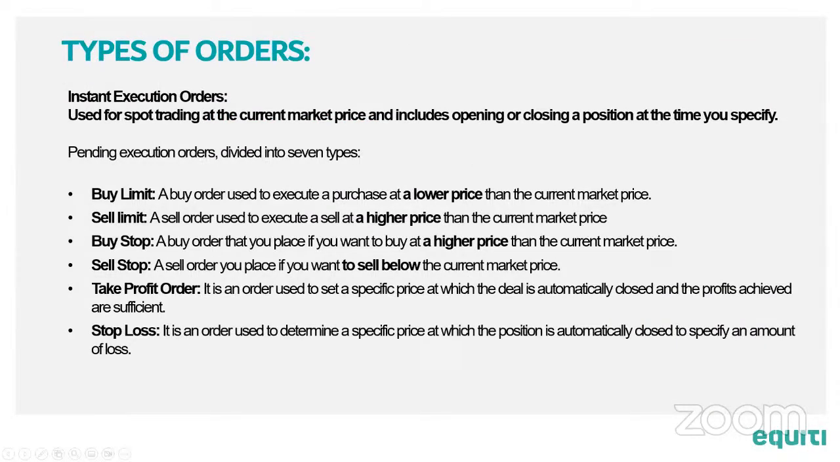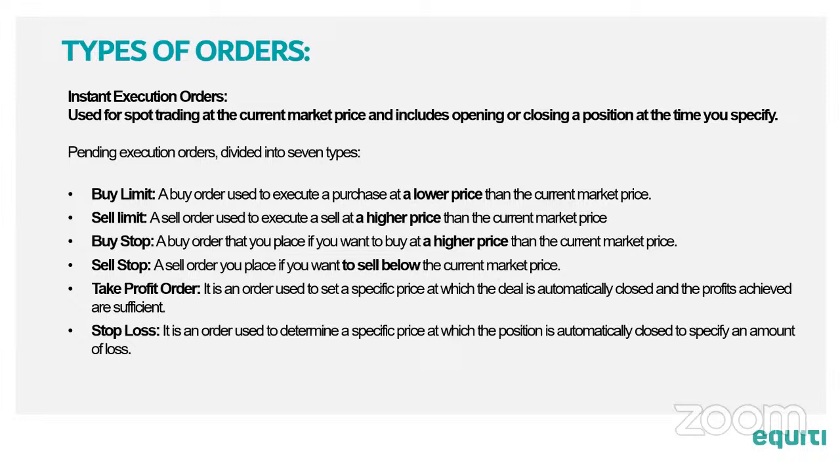Now let's move on to the types of orders. We have 7 different types of orders for pending execution, which means that they're not going to take place now unless there's a condition from your side for them to take place. So let's say we want a buy limit. A buy limit order is used to execute a purchase at a lower price than the current market price, and a sell limit is a sell order used to execute a sell at a higher price than the current market price.